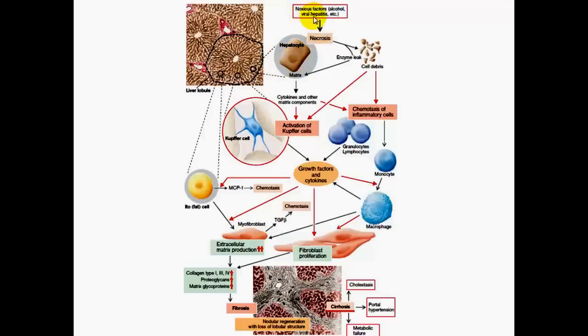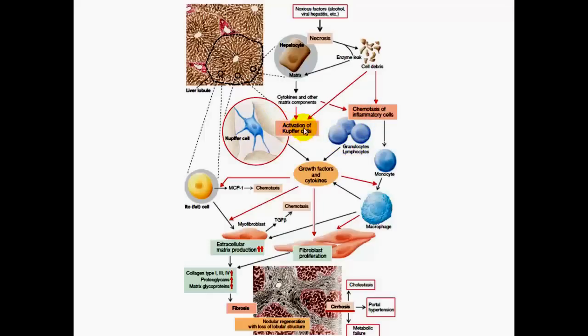So any kind of noxious injury, alcohol, viral hepatitis, is going to cause the cell to undergo necrosis. The enzymes will leak, the cell debris is going to form, and this enzyme leak is further going to damage the matrix. It is going to produce more cytokines. All these things are going to cause a number of events like activation of the Kupffer cells, which are the hepatic macrophages, and chemotaxis of the inflammatory cells. More inflammatory cells will come there.